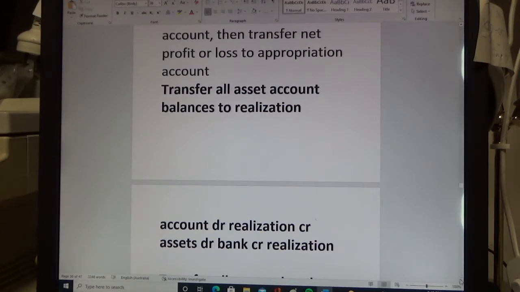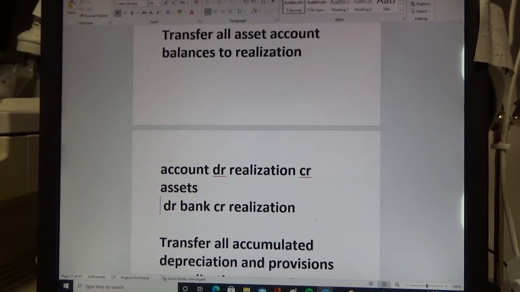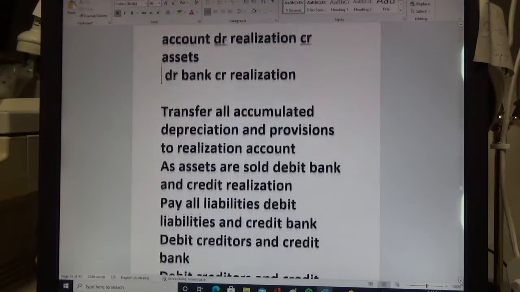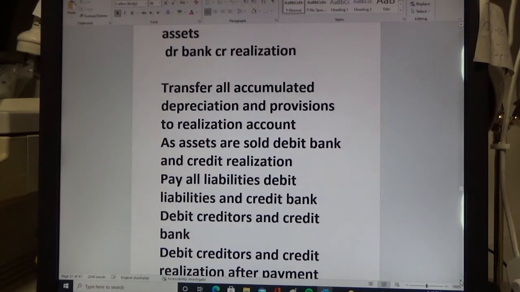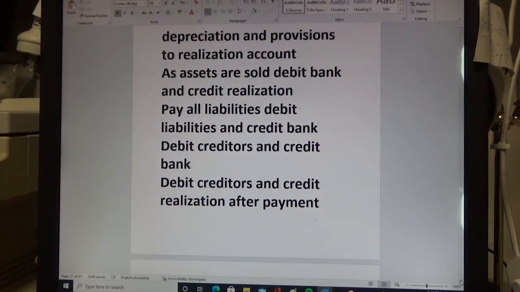Realisation, we are realising the partnership. Debit realisation, credit assets. And also debit bank, credit realisation. Transfer all the accumulated depreciation and provisions to realisation as well. As assets are sold, debit bank and credit realisation. Pay all liabilities: debit liabilities, reduce them, liabilities usually being a credit item, and credit bank. Outgoing cash because you've paid, settled your liabilities.